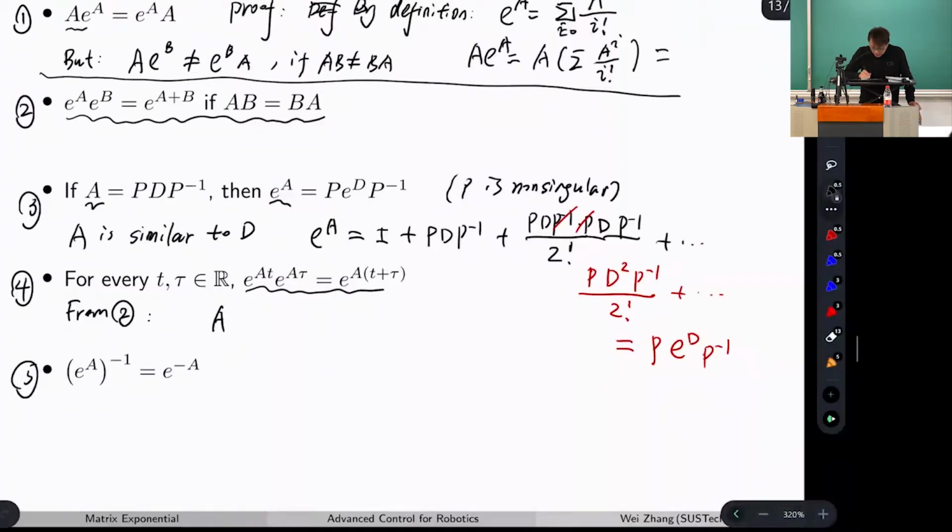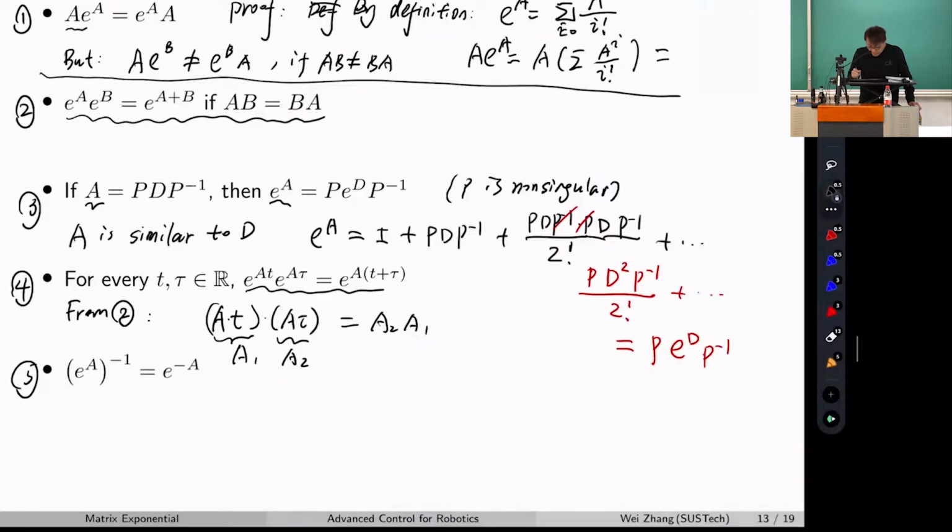A times t is a scalar times A, another matrix. This is A times tau. Let's call the first matrix A1, and this is A2. These two commute, A1 A2 equals A2 A1, no problem, it's a scalar. So it satisfies the condition of property 2. So we get A1 plus A2, which is A times t plus tau. Okay, so that's a simple property.